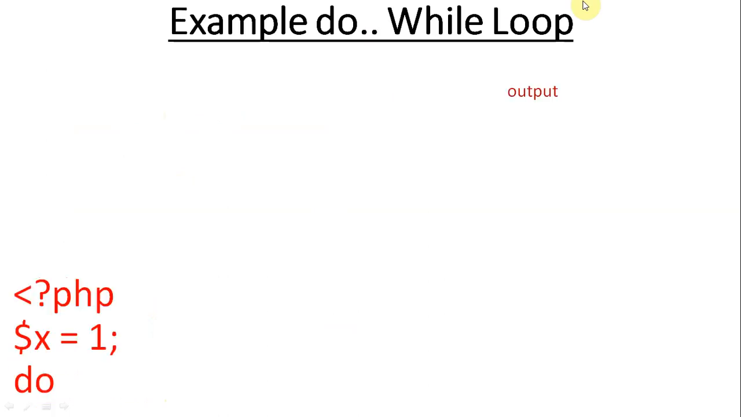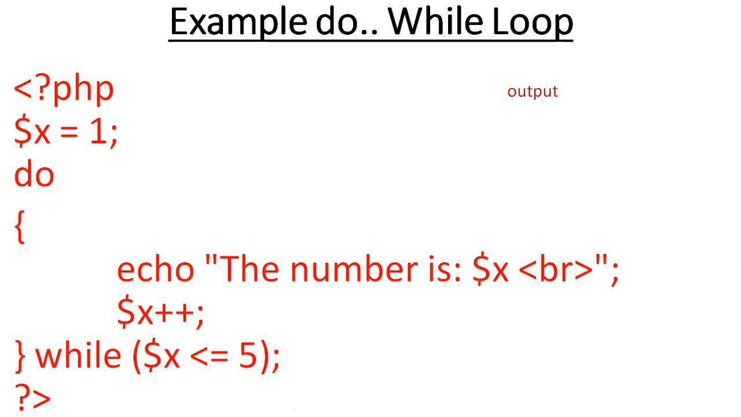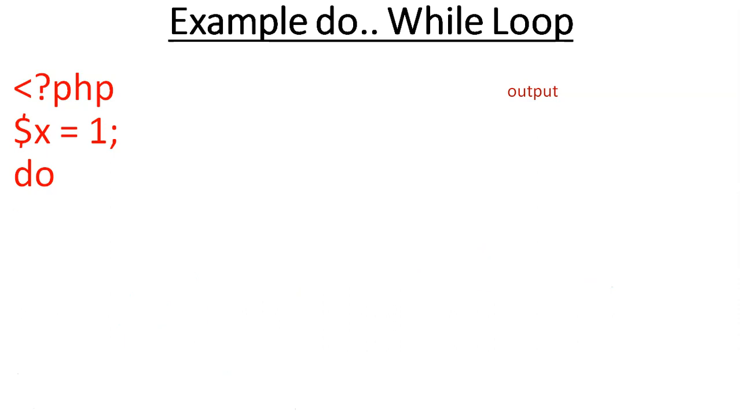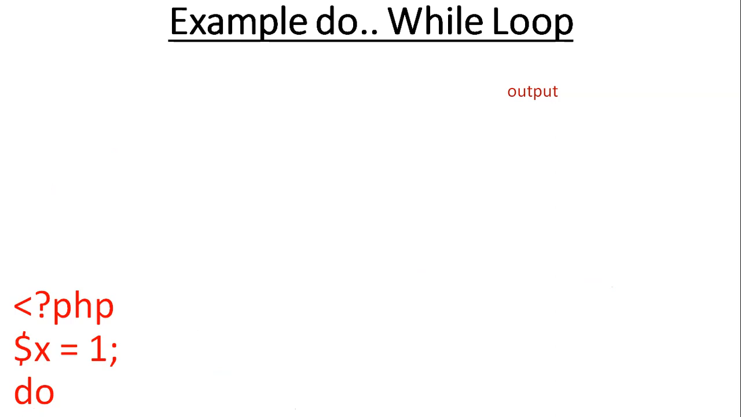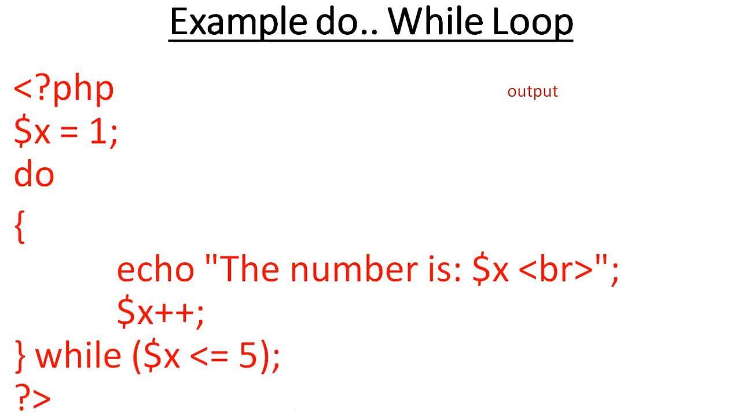And now you can see we can also use the do while loop. Like the while loop, we can use the do while loop. But the difference between while and do while is that the while loop is called an entry loop, and the do while loop is called an exit loop. At the entry we are not checking any condition here. We are checking the condition at the exit, at the end of the loop.